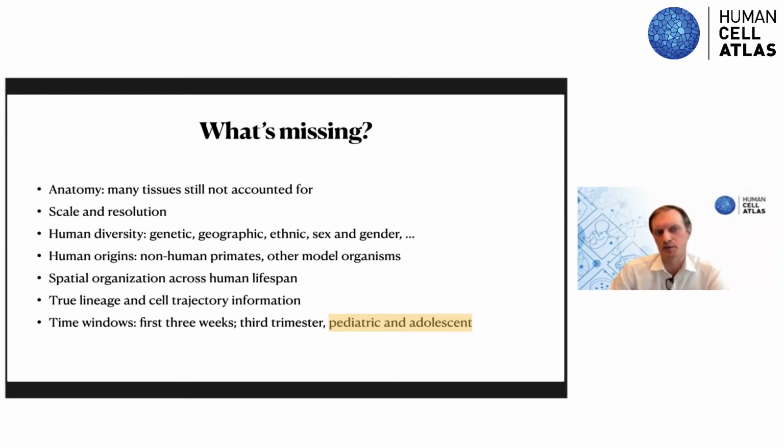And I think non-human primates could be very important there, in particular for brain development, because a lot of work has already been done in non-human primates in the past. And as I said, we need a greater emphasis on spatial organization, and we need ways of extracting true lineage and cell trajectory information so that we can query about the cellular ancestry of adult cell types and really trace them back to the embryo. That would be the ultimate goal of this work.